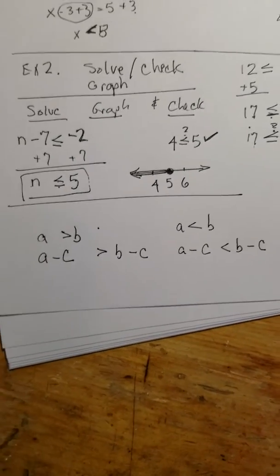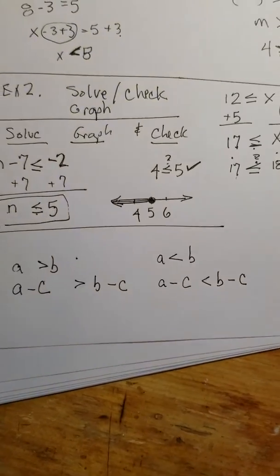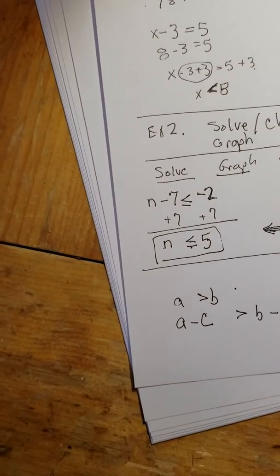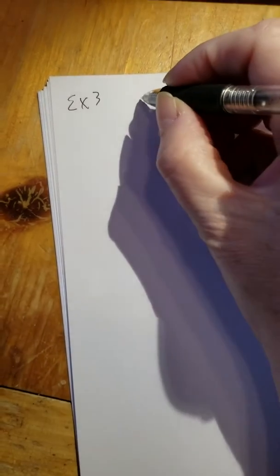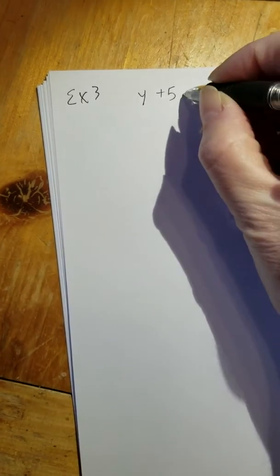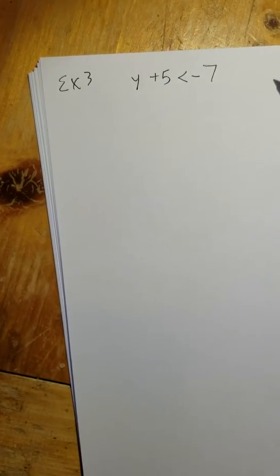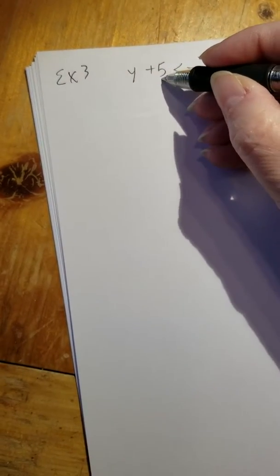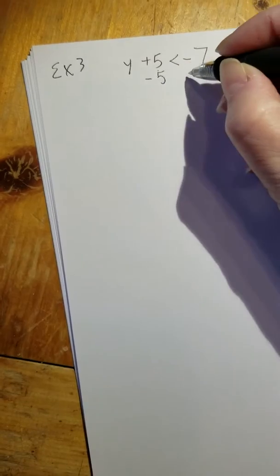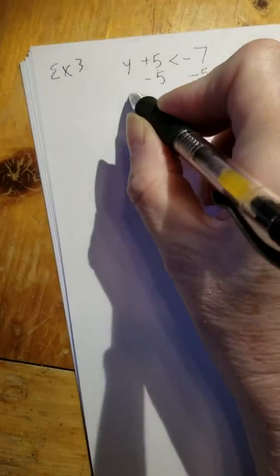And now I turn the page and I get a new page. And y'all should be making notes and working this with me. Example 3. Using the subtraction property. So we're basically going to do the same things we've been doing. Y plus 5 is less than negative 7. Solve and graph. So what do we do? We have this 5 here, so we're going to subtract 5 from both sides.